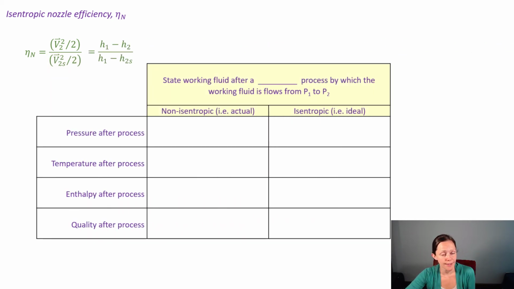Alrighty, and once again, that isentropic efficiency is defined between two given pressures. So the pressure P2 is going to be the same regardless, but when you look at the other thermodynamic properties, those are going to change depending on whether or not you have an isentropic or a non-isentropic process.